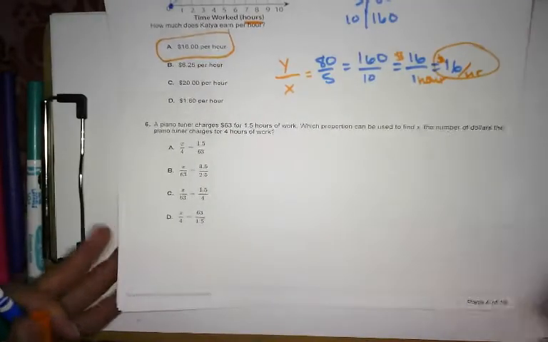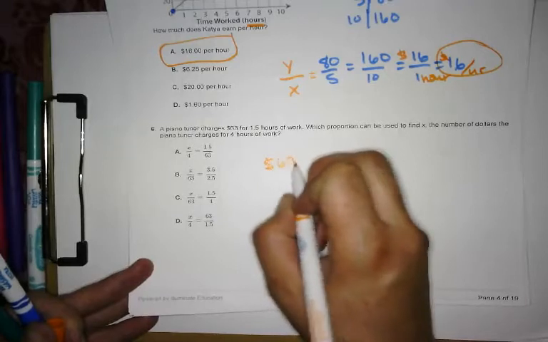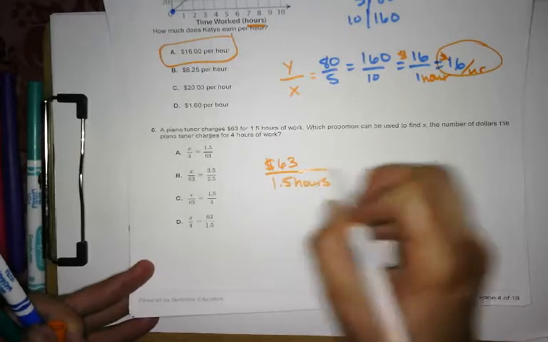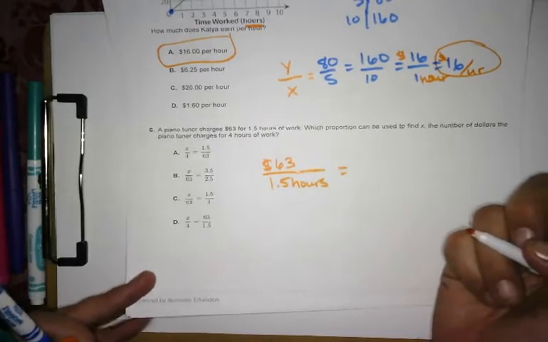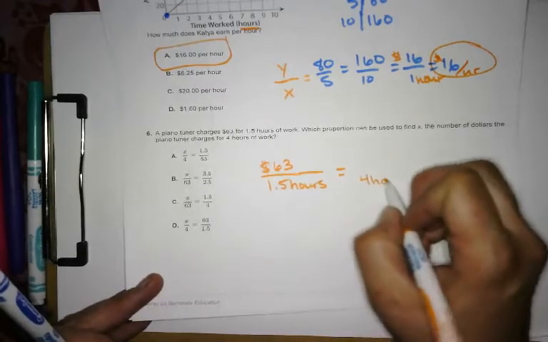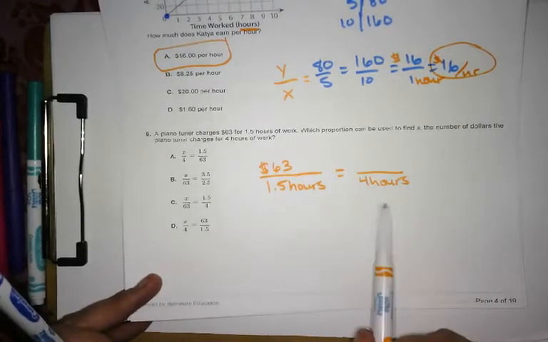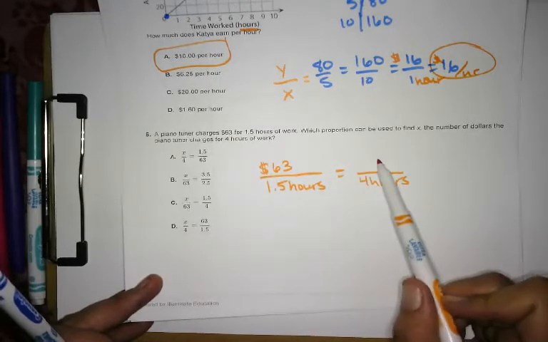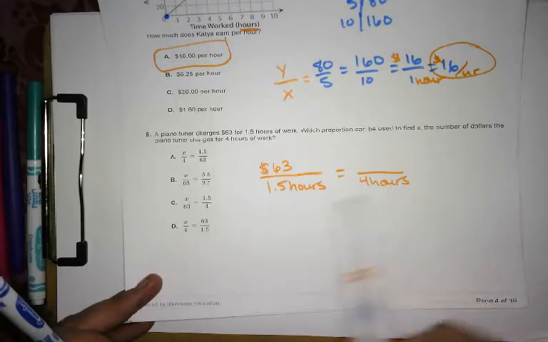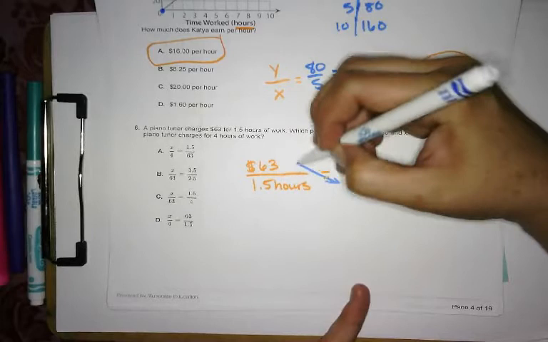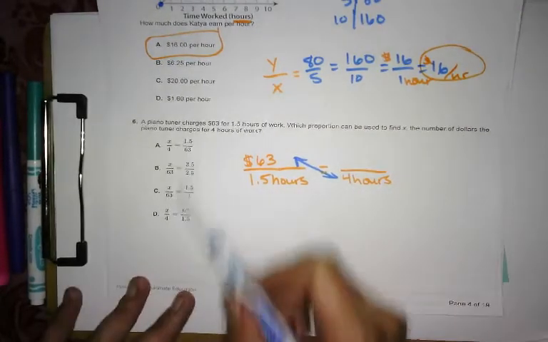Okay, setting up a proportion, this is saying $63 per every 1.5 hours of work. That's how much this piano tuner charges. So if we want to figure out how much they would charge for 4 hours of work, I just have to make sure I set up fractions where the units match. So I have dollars on top and hours on the bottom, so that means I need dollars on top and hours on the bottom here. And so really what you're paying attention to is what's diagonally across from each other. So since I have 63 and 4 here, that's what I'm looking for.